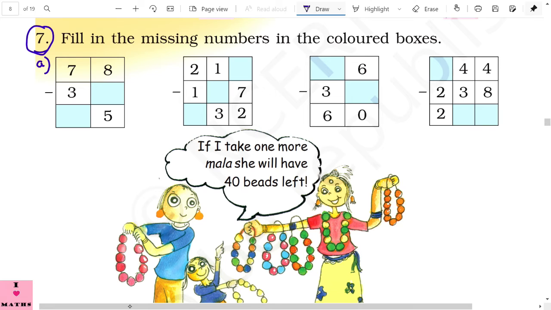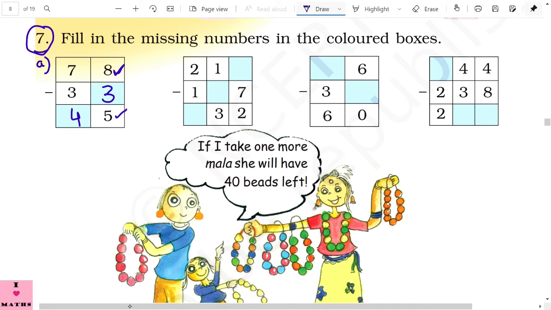This is the first sum. Now all these are subtraction sums. So I have to subtract something from 8 so that I get the answer 5. Now children, in the video where I taught you addition and subtraction facts, you would have learned 8 minus 5 is 3. So 3 should come here. Now 8 minus 3 is 5. So this is correct. Now 7 minus 3 is 4. So this is very easy. This is not at all difficult.